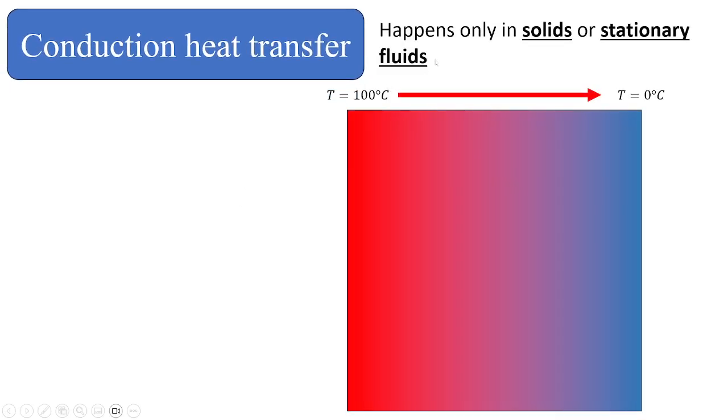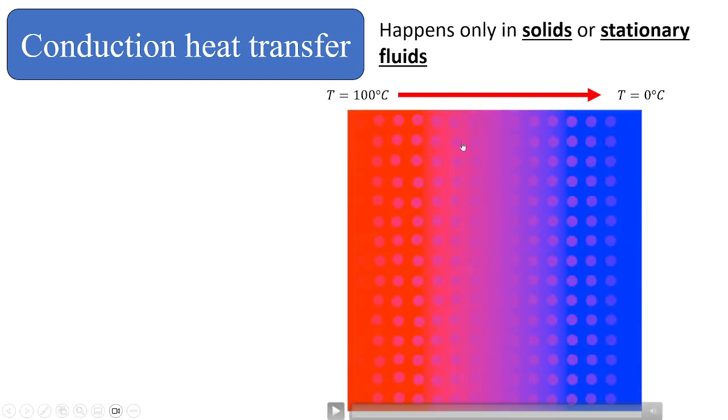Conduction heat transfer happens only in solids or stationary fluids. If we have a plate that is maintained at 100 degrees Celsius on this side and the other side is maintained at 0 degrees Celsius, the heat will be transferred from the surface at 100 degrees Celsius to the surface at 0 degrees Celsius through conduction. Conduction happens at the atomic level, where atoms in solids can't move, they only vibrate.